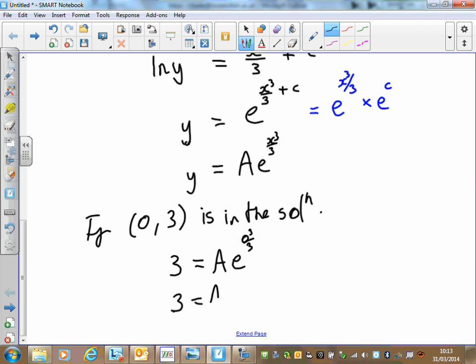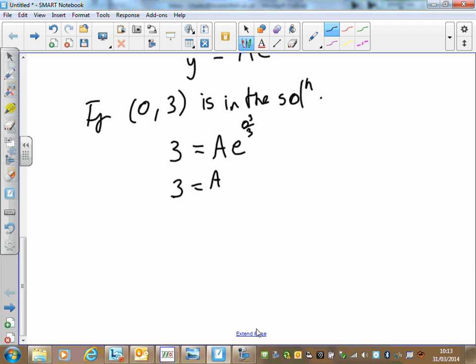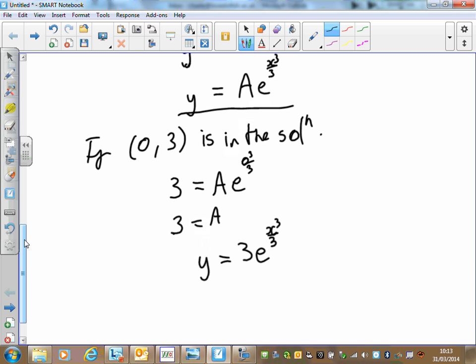So we get 3 is equal to a, and so our particular solution is y is equal to 3 e to the x cubed over 3, and we're done. Sometimes they might ask for a general solution, in which case it's fine to leave your answer like that. If they ask for a particular solution, then you need to find out the value of your arbitrary constant. Okay?